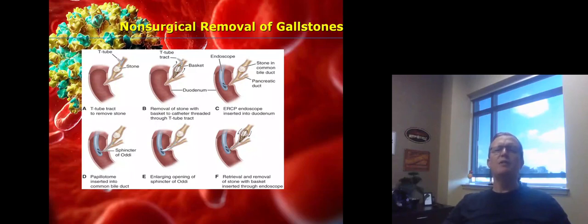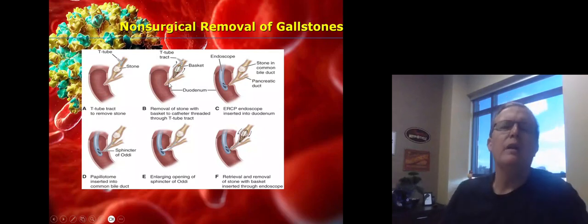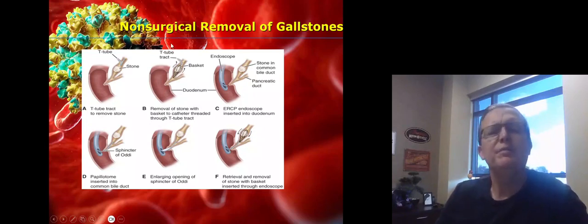This is a picture of what the ERCP procedure looks like. You can see the stone here occluding the duct. In this case, a T-tube has been placed. But what they've done here is they've accessed the common bile duct through the duodenum, and they go in through this tube and advance a basket over that and then come out.